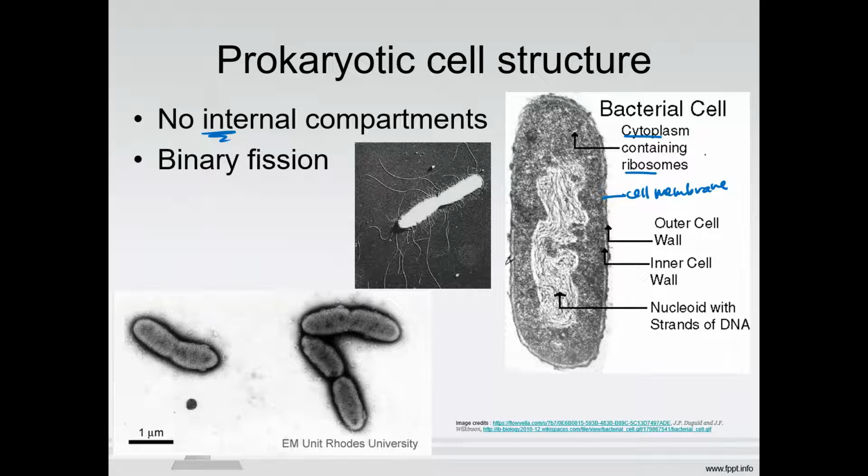Kind of a cool thing about bacteria cells, though, their ribosomes are smaller than ours. Ours are bigger. Theirs are smaller. We say that theirs are 70S and ours are 80S. And the S stands for Svedberg units.